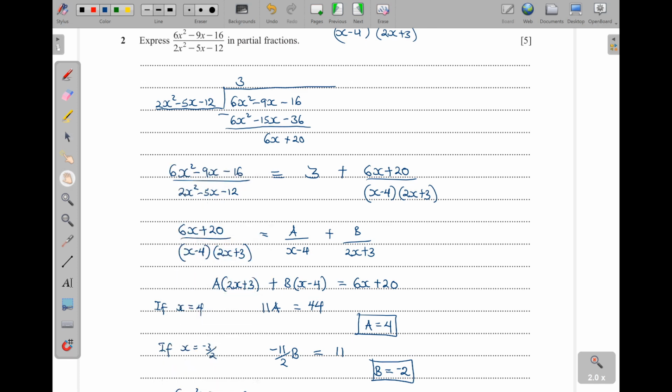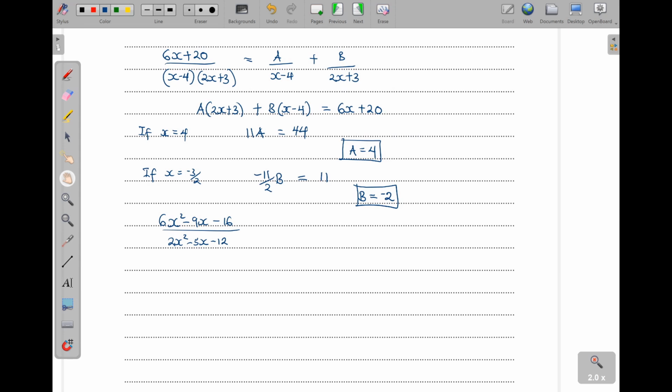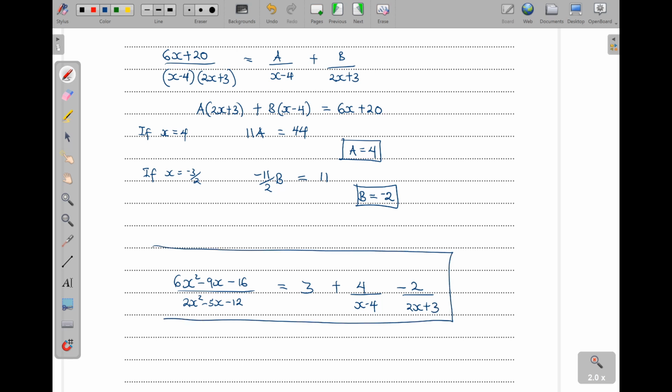So our expression here, remember, it is equivalent to 3 plus the a, which is 4, out of x minus 4, and then our b is negative 2 out of 2x plus 3. So this is going to be our answer.